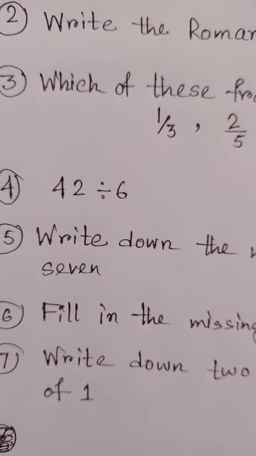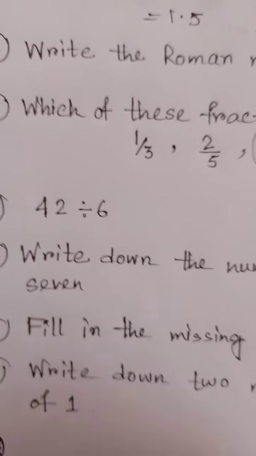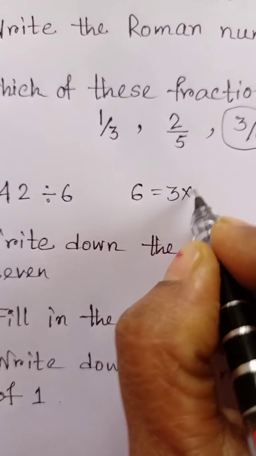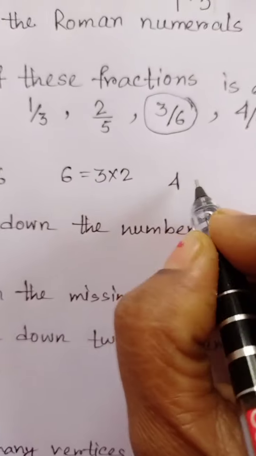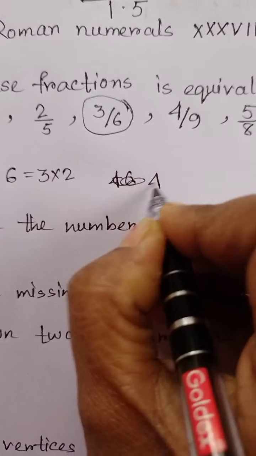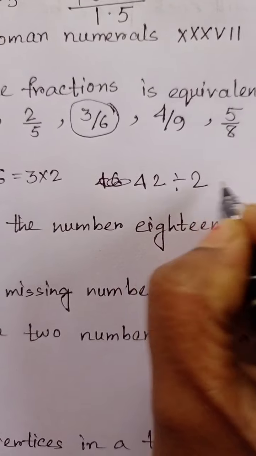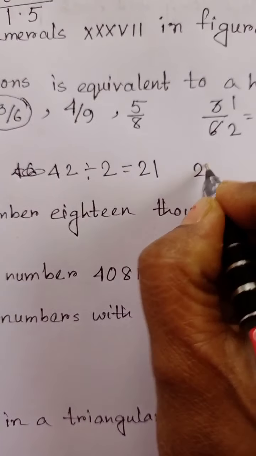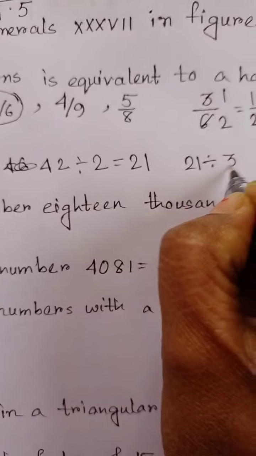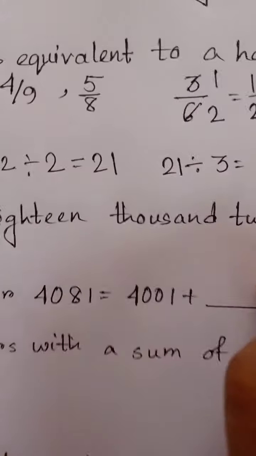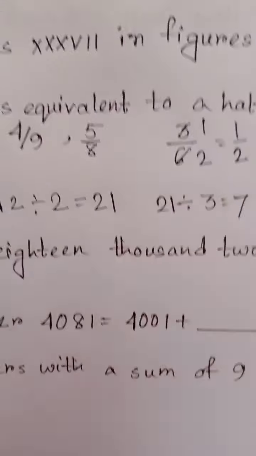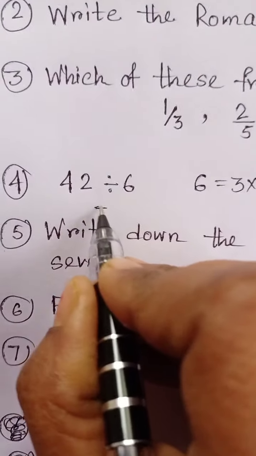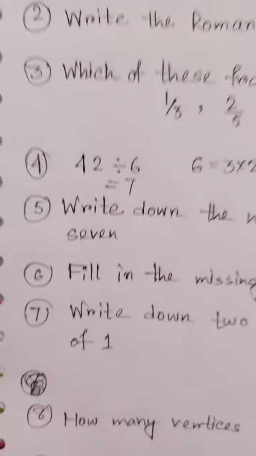Number 4, 42 divided by 6. So we know 6 is equal to 3 into 2. So we at first divide 42 by 2, that is 21. Then 21 by 3. This is 7. So 42 divided by 6 is equal to 7.